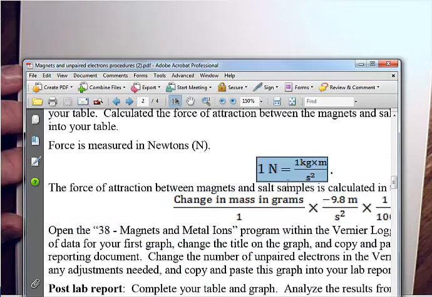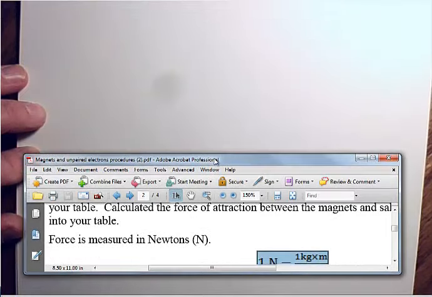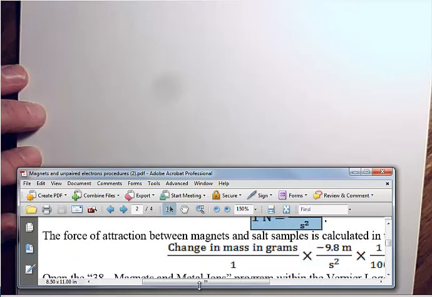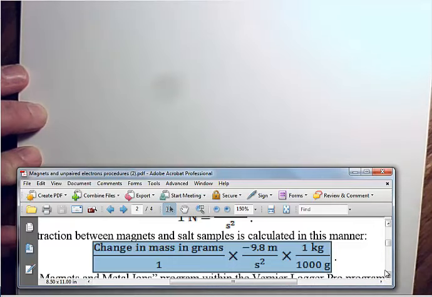So if you look right here, that's how force is measured. Newtons is a measurement of force, and it is kilograms times meters per second squared. But you don't have that yet. What you have to do is figure that out. Okay, so what I'm going to do is scroll down just a little bit here and give you this equation right here, which I prepared for you to help you out. And so you should remember 9.8 meters per second squared.